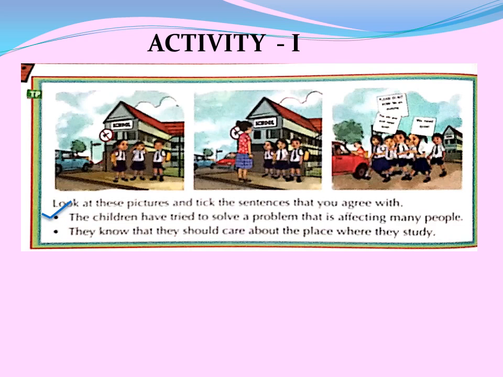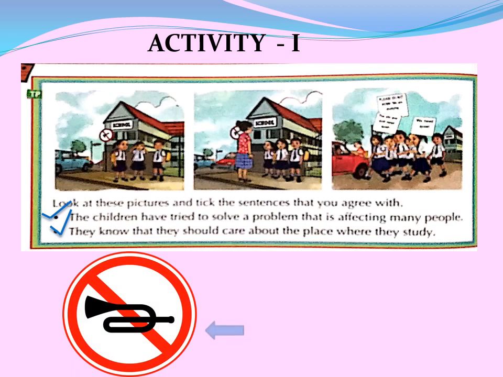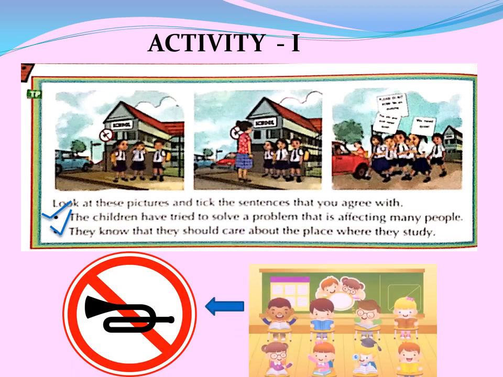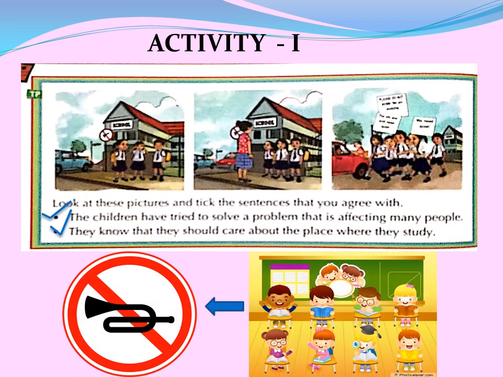In the second one, they know that they should care about the place where they study. Very true, isn't it? We will also put a tick here. The students are studying inside the school, and to maintain the environment of the school is a prime duty, a main duty of the students. So they are trying their best to maintain that environment by stopping this sound pollution problem.